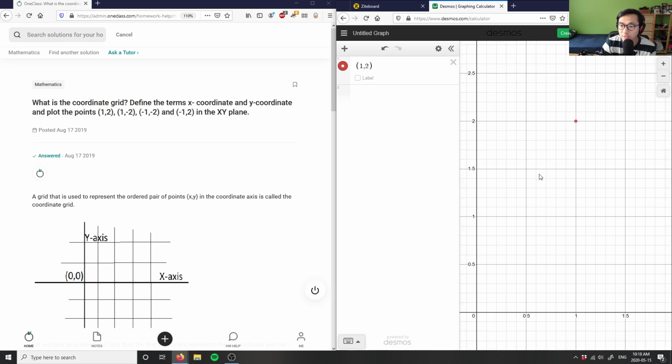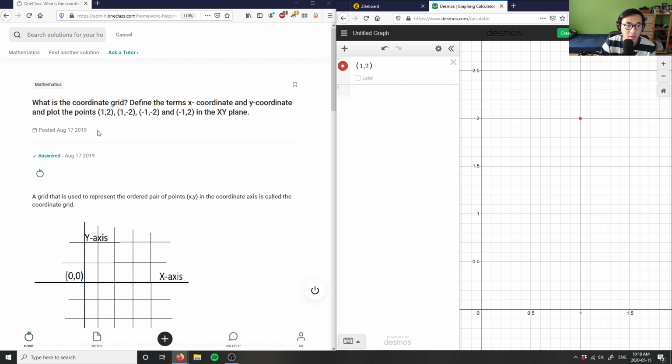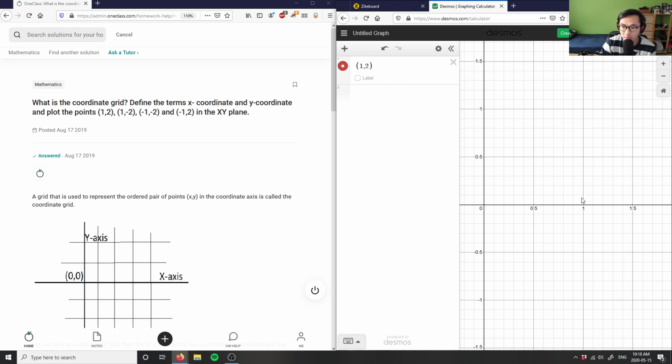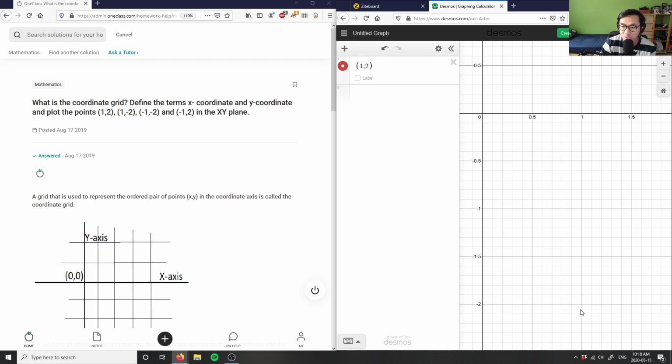So this here is a point on my graph, right? 1, 2. Again, the first number refers to the x-axis, which is 1, and the second number refers to the y, which is 2. So this here is the point 1, 2, which means the next point, 1, -2, would have the same x value. So it's going to be 1 here, but I'm going to go down all the way to -2 here. So this is 1, -2. So we plotted 2 points.